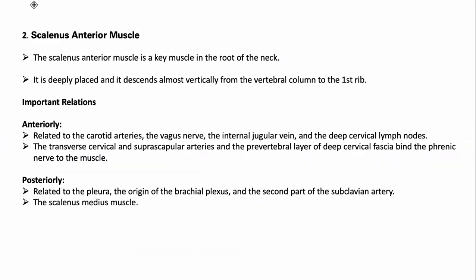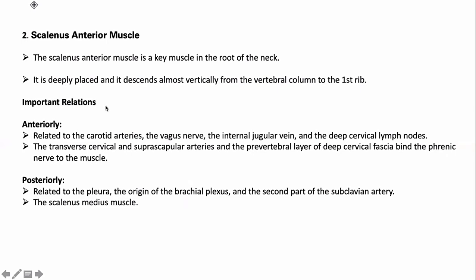Another important muscle in the neck is the scalenus anterior muscle. The scalenus anterior muscle is a key muscle in the root of the neck. It is deeply placed and it descends almost vertically from the vertebral column to the first rib. So the scalenus anterior muscle originates from the transverse processes of the 3rd, 4th, 5th, and 6th cervical vertebrae, and it is inserted into the first rib.